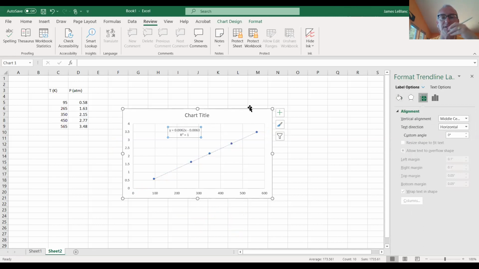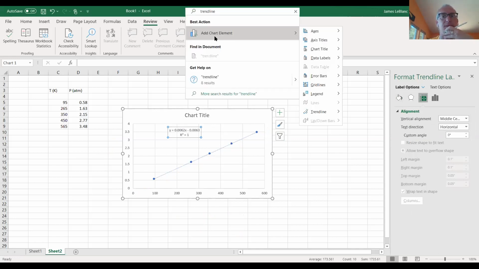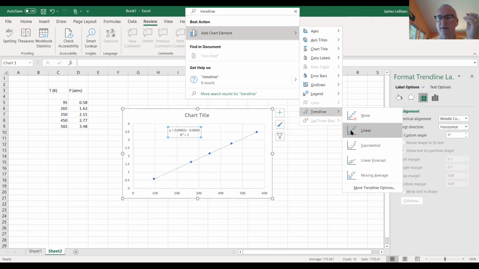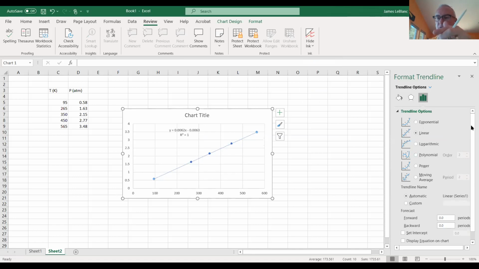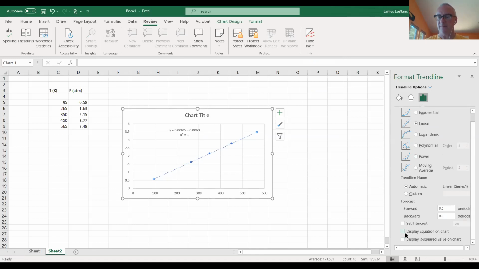That's a good question. So I went up to trend line. Add chart element. I don't know where that comes from. Add chart element and scroll down to trend line and say you want a linear, an exponential, whatever. You want linear. And then more trend line options would be, and that shows up here on the right side of your screen. And you say, display the equation. And it gives you the equation.